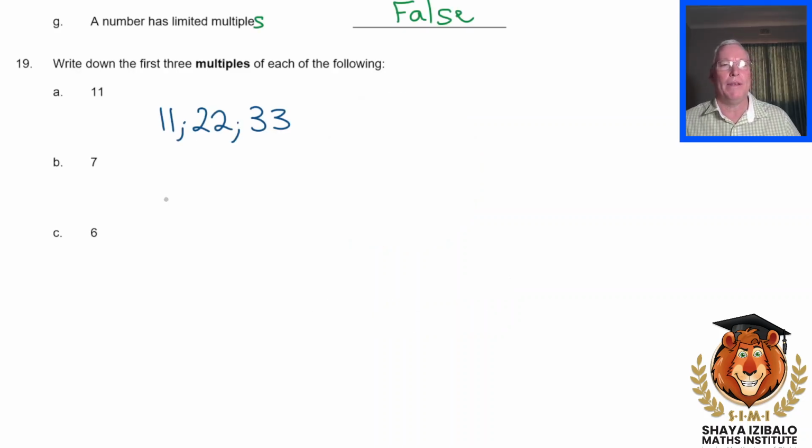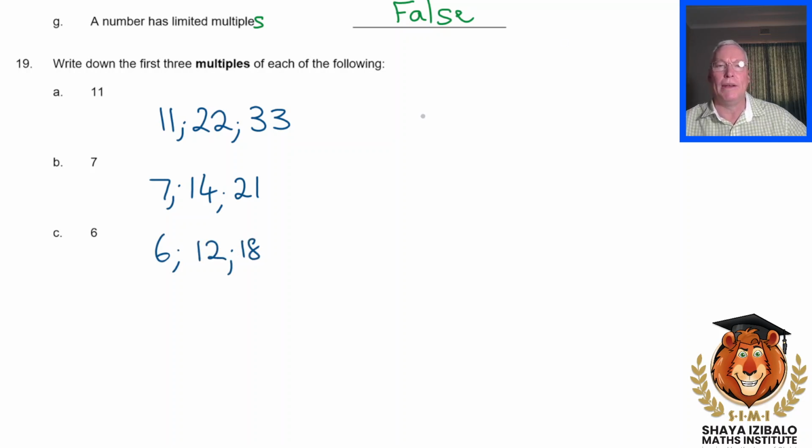Okay, these would be 7, 14, 21. Do you see how important it is that we're good at numbers? 6, 12, 18. Halala. Singobile.